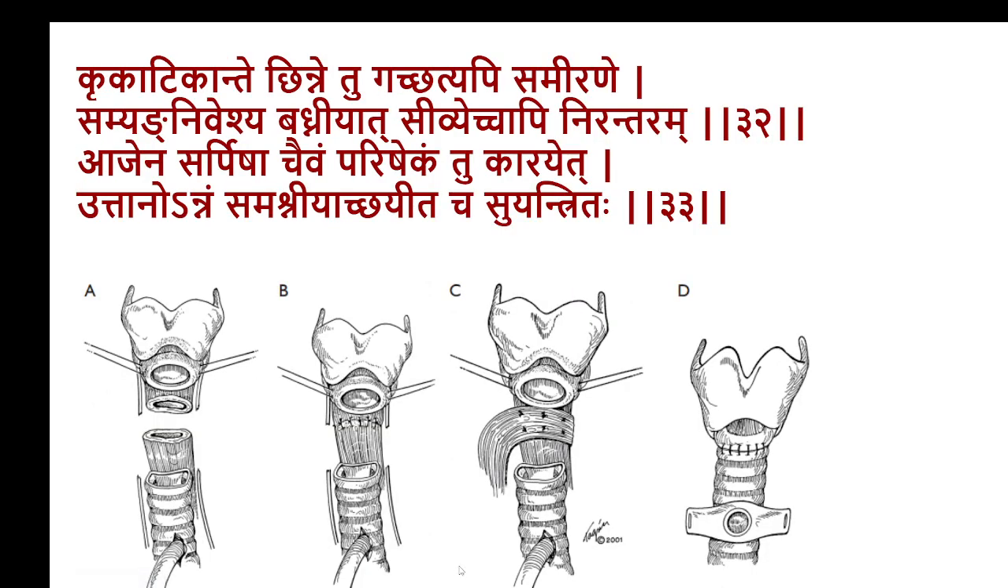Krikatikante Chinetu Gachatyapi Samirane Samyan Niveshabadniyat Siviyat Chapi Nirantaram Ajena Sarpishachivam Parishekam Karayet Uttano Annam Samasniyat Shaitacha Suyantritaha. In the injuries of the neck where the trachea or the larynx are involved, laryngotracheal injuries, Sushruta's suggestion is you have to suture and put a band-aid and ensure that the patient would not have aspiration. So you have to keep the patient erect and then feed. This is what Sushruta has suggested.